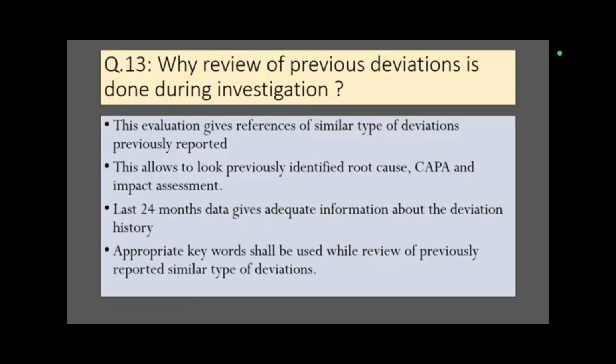Next question, why is a review of previous deviations done during deviation investigation? This evaluation gives references of similar types of deviations that have been reported previously. This allows us to look at previously identified root cause, CAPA, and impact assessment for the deviations. Last 24 months data gives adequate information about deviation history. Appropriate keywords shall be used while reviewing previously reported similar types of deviations.